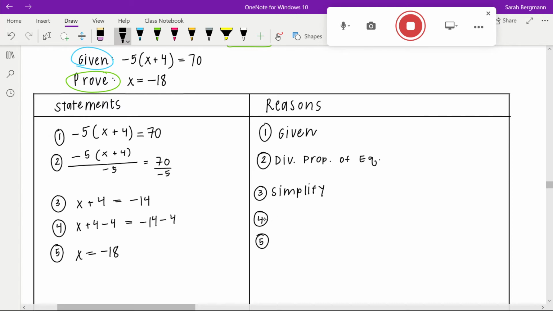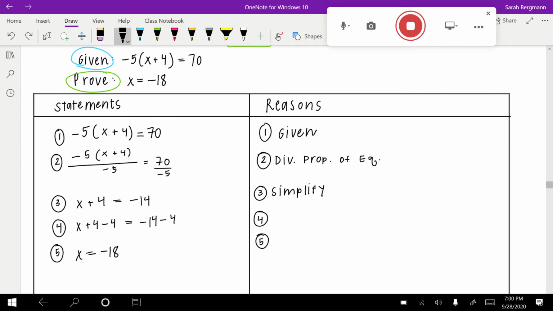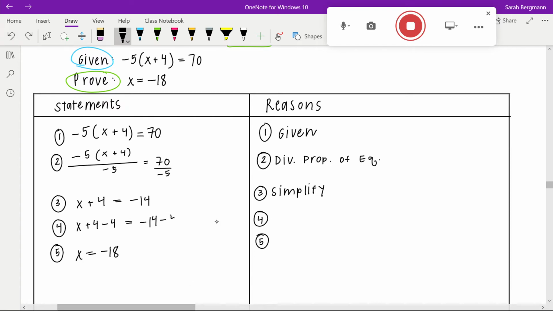Make sure you write it out all as one line. Subtracting the same number on both sides of an equation is called the subtraction property of equality. And I'm not sure if you noticed, but I've been abbreviating a lot so far. However, subtraction, you may not abbreviate.